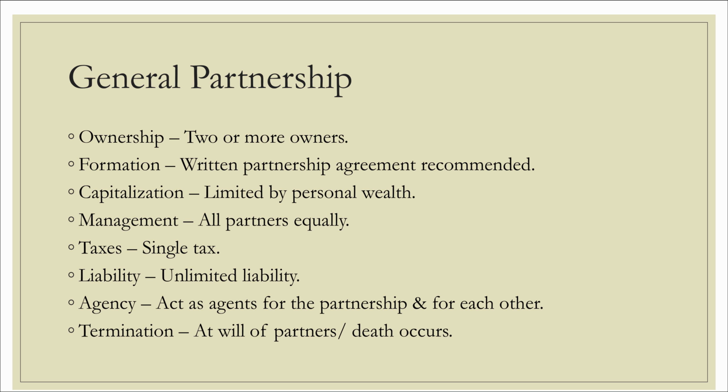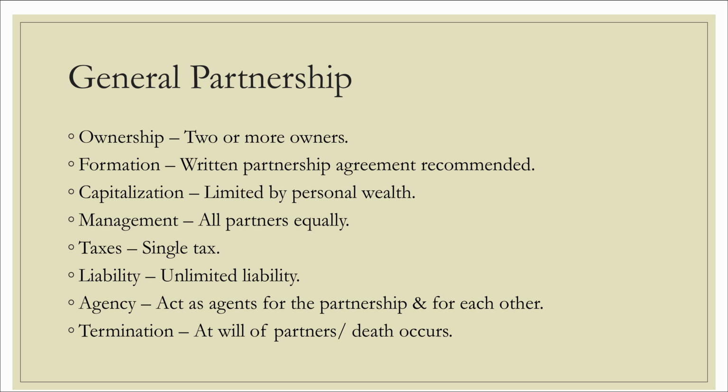So the next one is a general partnership. In a general partnership, it has two or more owners. There aren't any formalities required, but a partnership agreement is recommended. Capitalization is based off of personal wealth and what can be borrowed. However, more can be gotten in a partnership, considering that there's more than one person contributing.